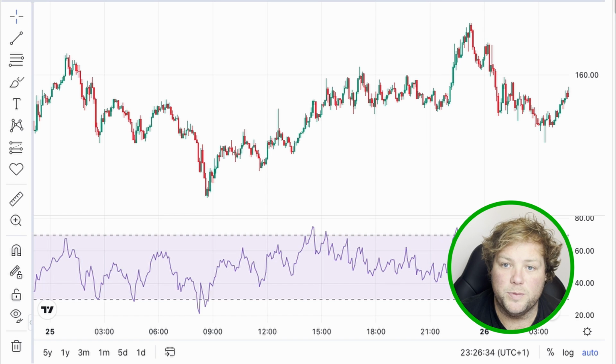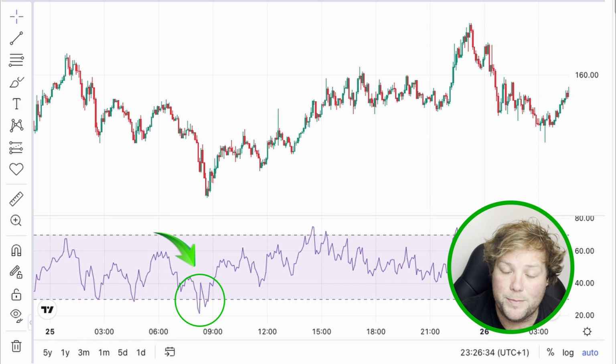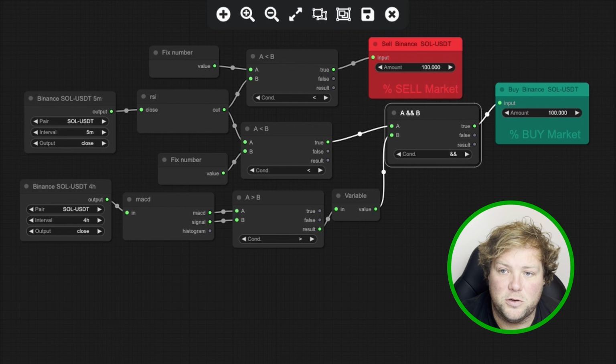When the RSI drops below 30, it indicates that the market's oversold, meaning that the price could be ready to bounce back up again. Conversely, when the RSI rises above 70, the market's considered overbought and a pullback's likely. So here's how the strategy works.